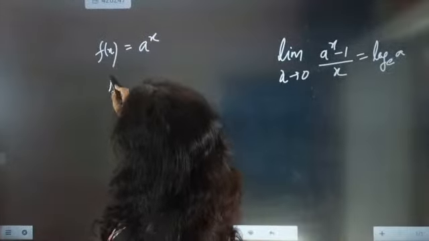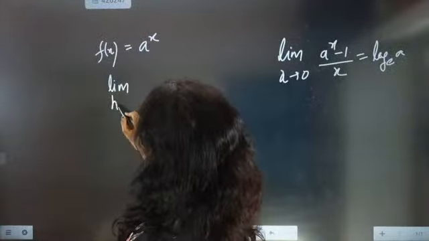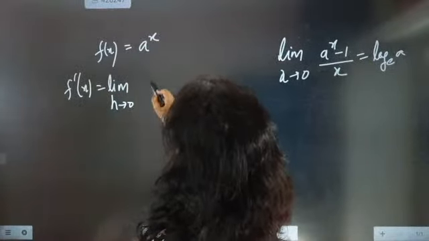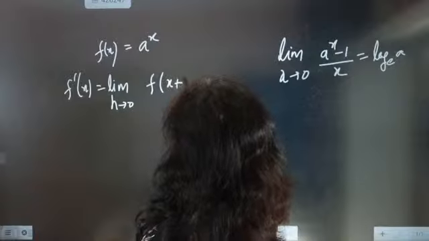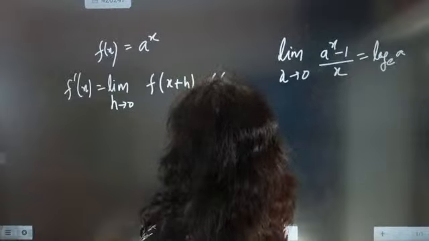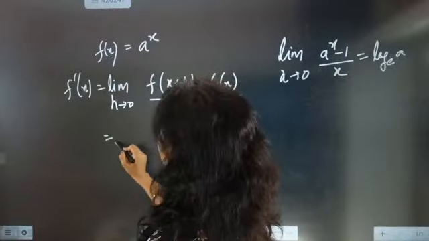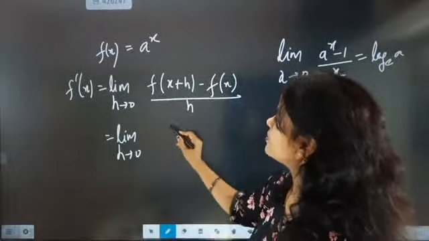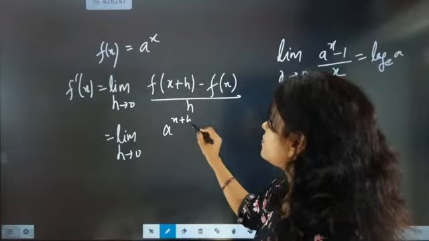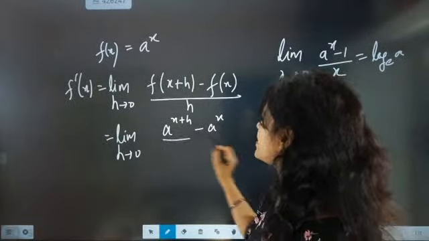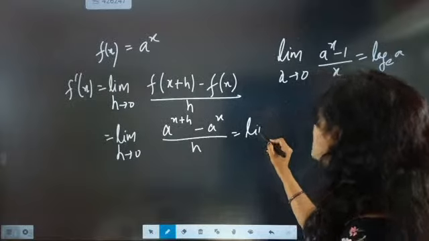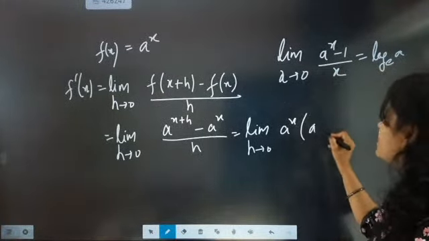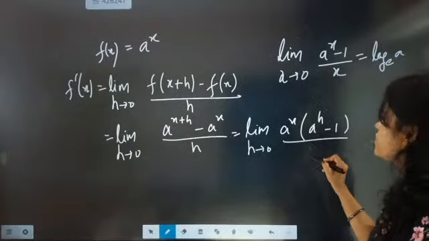So limit h tends to 0, f dash x equals f of x plus h minus f of x by h. So now limit h tends to 0, f of x plus h will become a to the power x plus h minus a to the power x by h. Here, a to the power x taken common, it will become (a to the power h minus 1) by h.